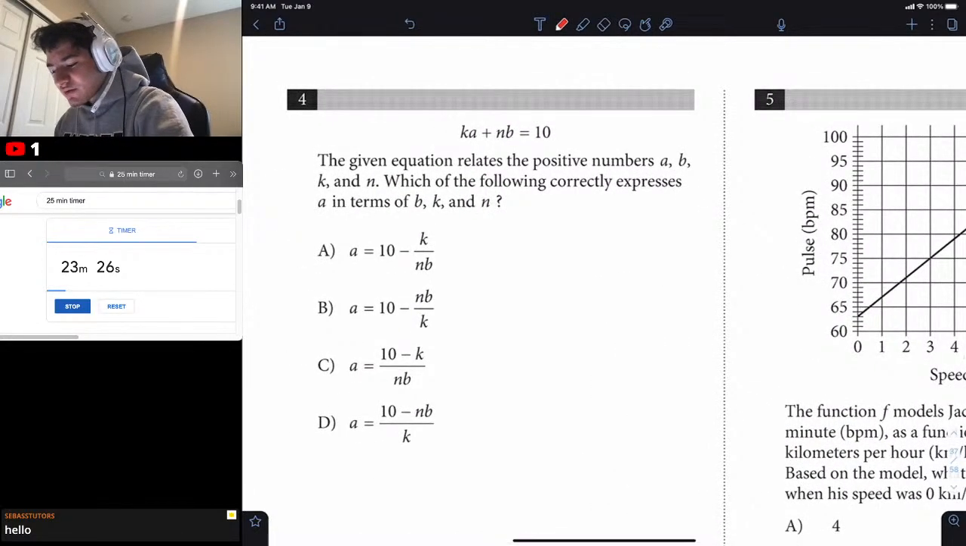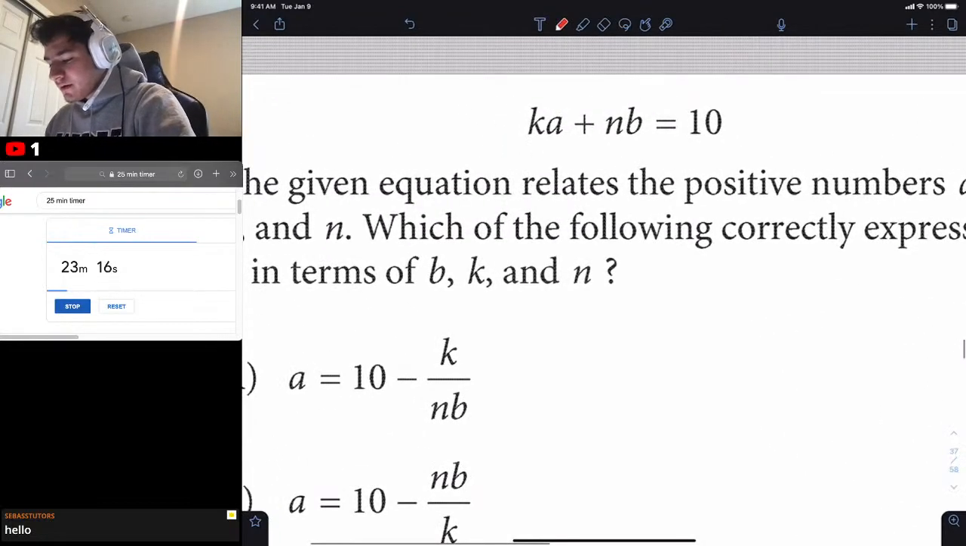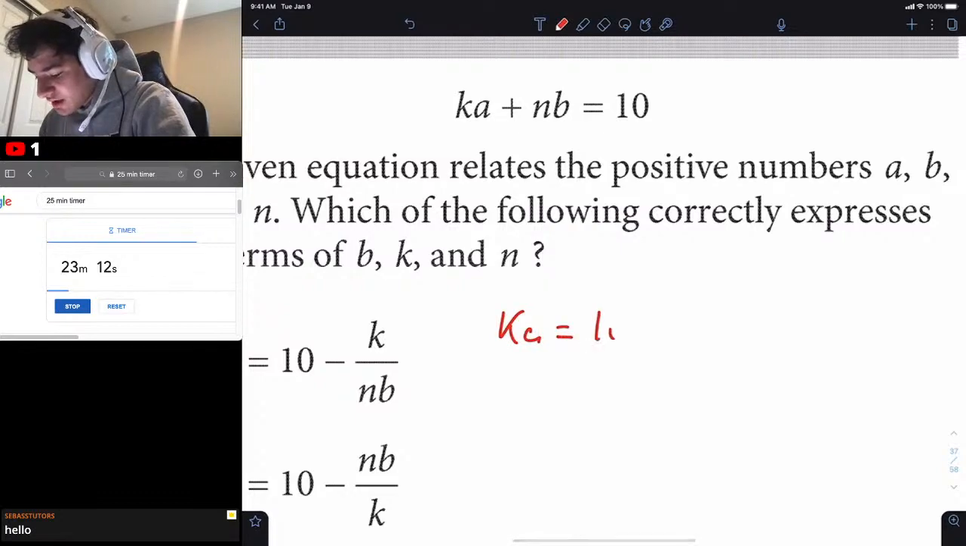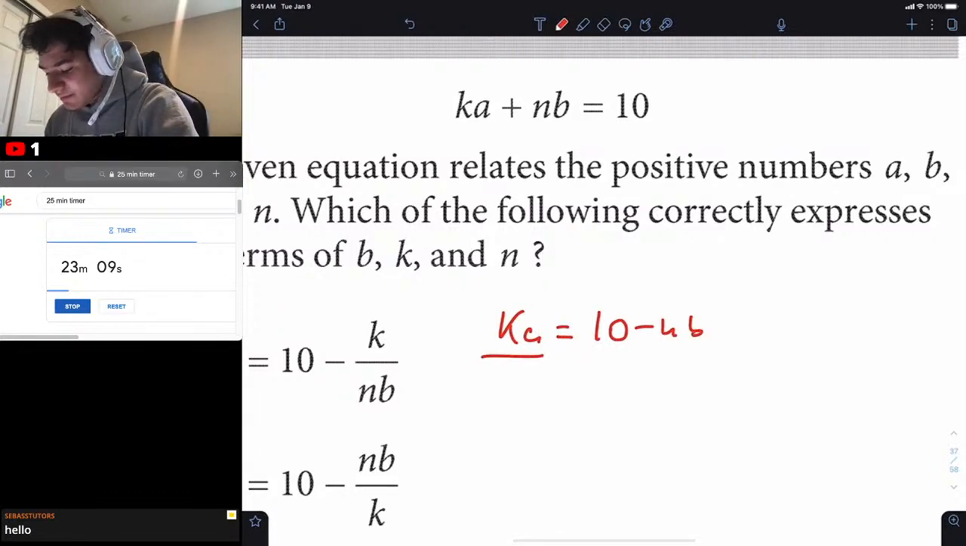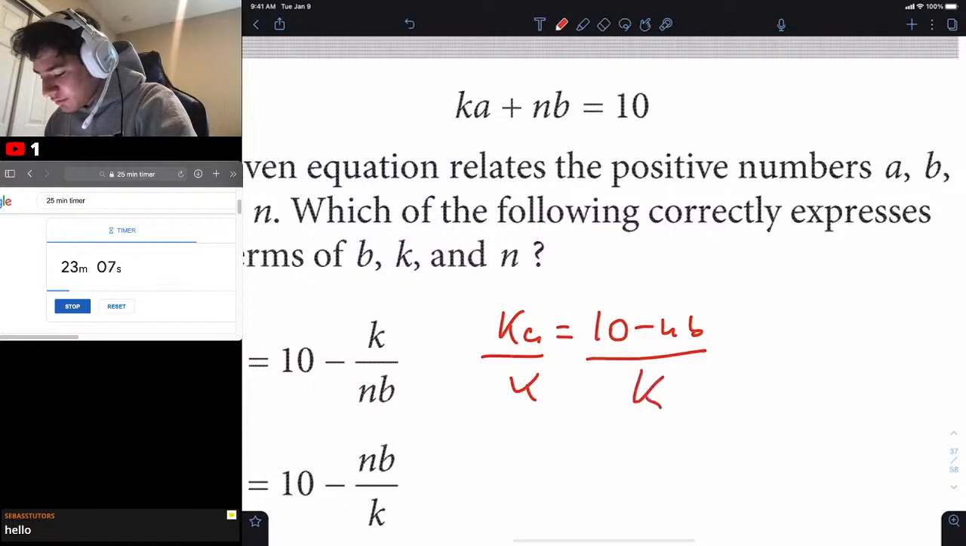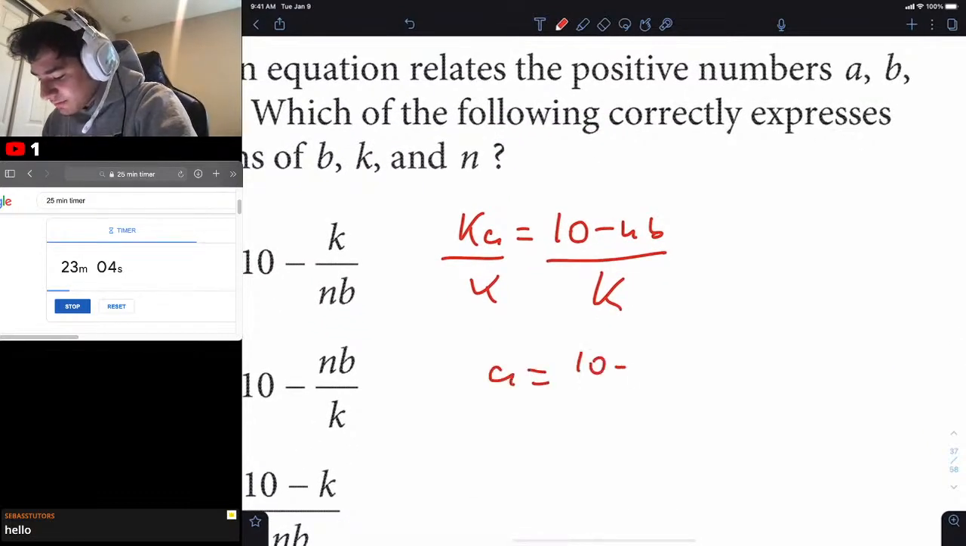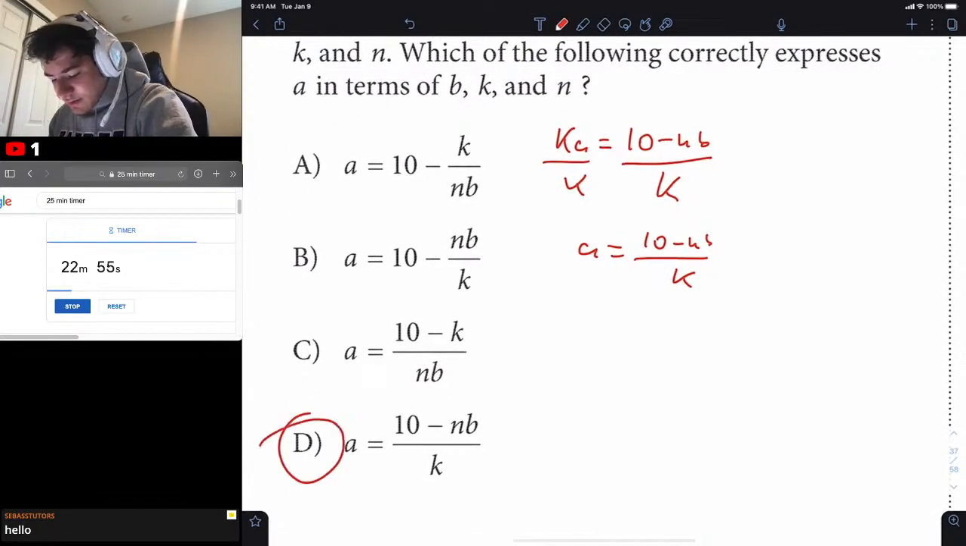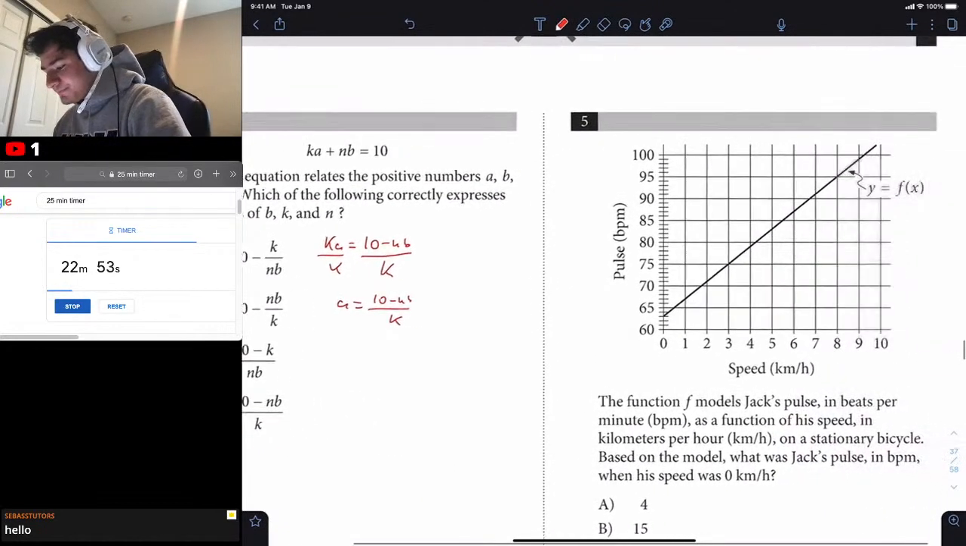Alright, the given equation relates the positive numbers a, b, k, and n. Which of the following correctly expresses a? Okay, so we're just going to solve for a. We're going to subtract nb to the other side. So I get ka equals 10 minus nb. Divide by k on both sides. So I get a equals 10 minus nb over k. Let's see where that's at. I think it's going to be D. Yeah, that looks pretty good.